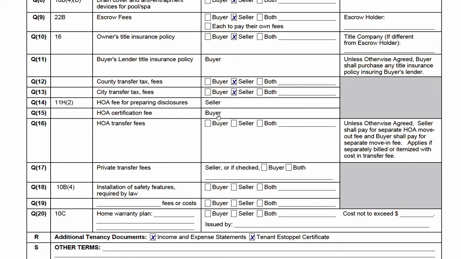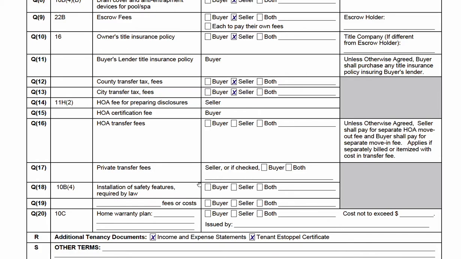Seller to pay for HOA disclosure prep, HOA transfer fees in Southern California, the seller. You know, this should be the seller no matter what in general, because even if this deal falls apart with buyer number one, then the sellers, I think the seller should pay HOA transfer fees without digressing too much here. If there are private transfer fees, by default, the seller pays.